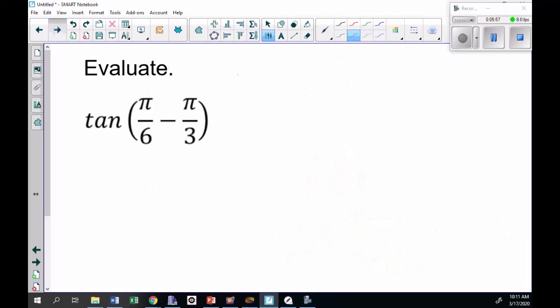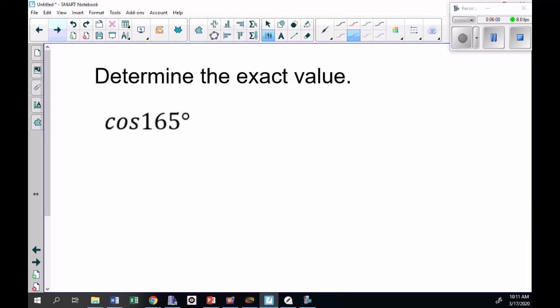Oh, we're going to skip that one. I've decided just now. So it says determine the exact value. So cos 165 degrees, if you go and look, it's not on the unit circle. So that should tell you right away, hey, I have to use an identity.